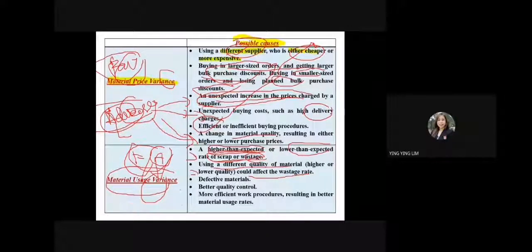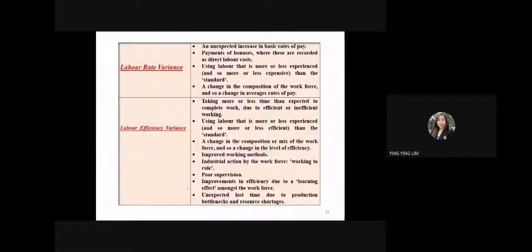Or you can talk about maybe better quality control, but better quality control means the variance that you get is definitely favorable. Or maybe there is a more efficient work procedure, resulting in a better material usage rate. So this one, your variance is also favorable. It depends on your answer and on the question, what scenario they give you, and then you can use these points to talk about the possible causes of the variances, whether adverse or favorable.